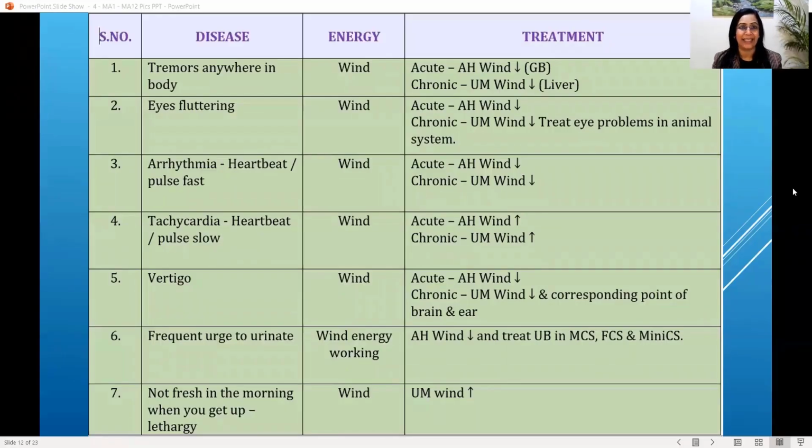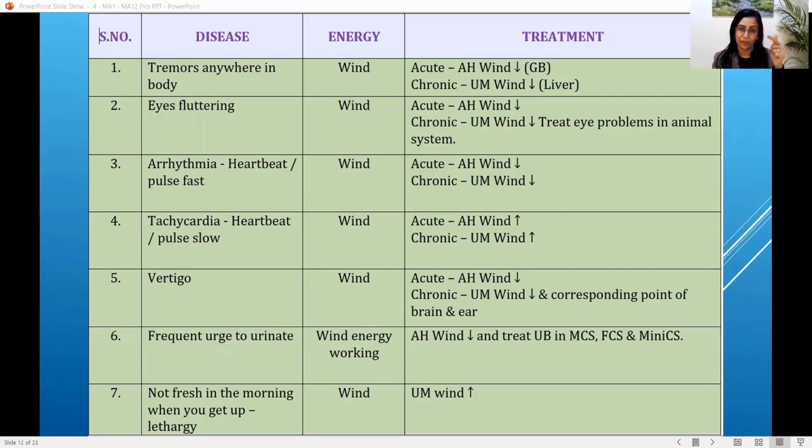I would like to make a table now and write down the meridian treatments for various diseases based on their energies. Let me go through them with you so that you get a general idea about how meridian treatment has to be done for various problems. I will go one disease, one energy at a time so that you understand thoroughly each energy. Now, this is wind energy, okay? The disease number 1 is tremors anywhere in the body. So tremors anywhere in the body or eye fluttering, the next one, these are movements, right? That is why wind energy has to be treated.